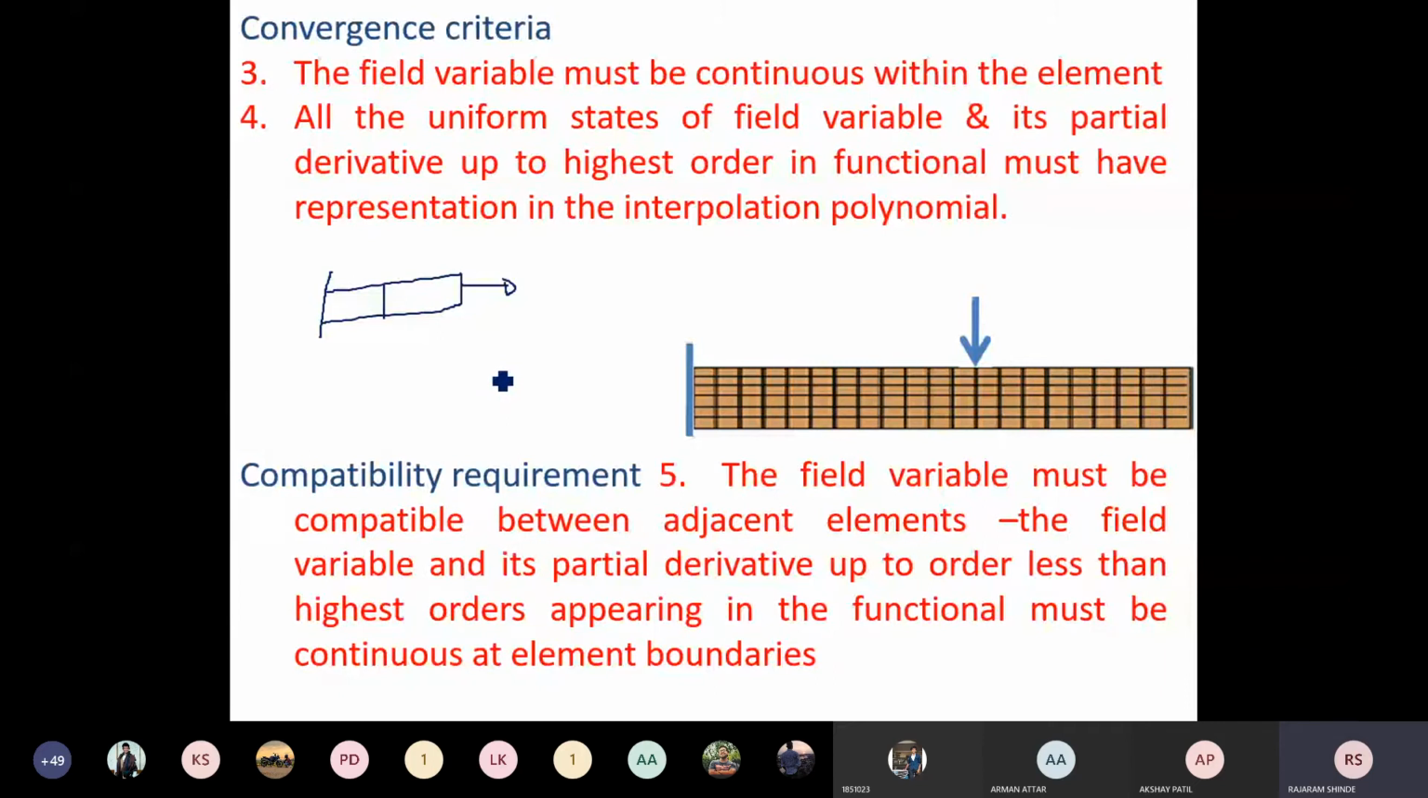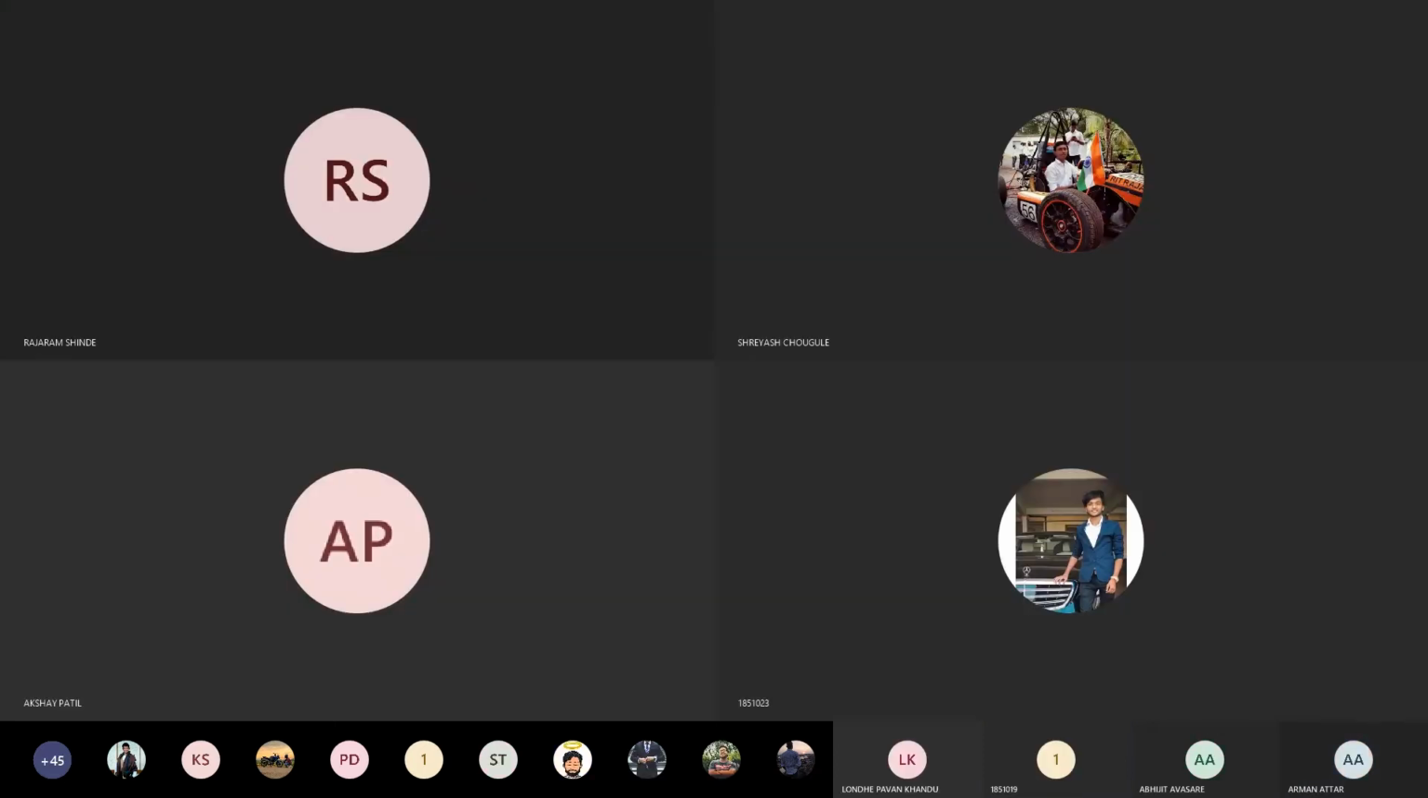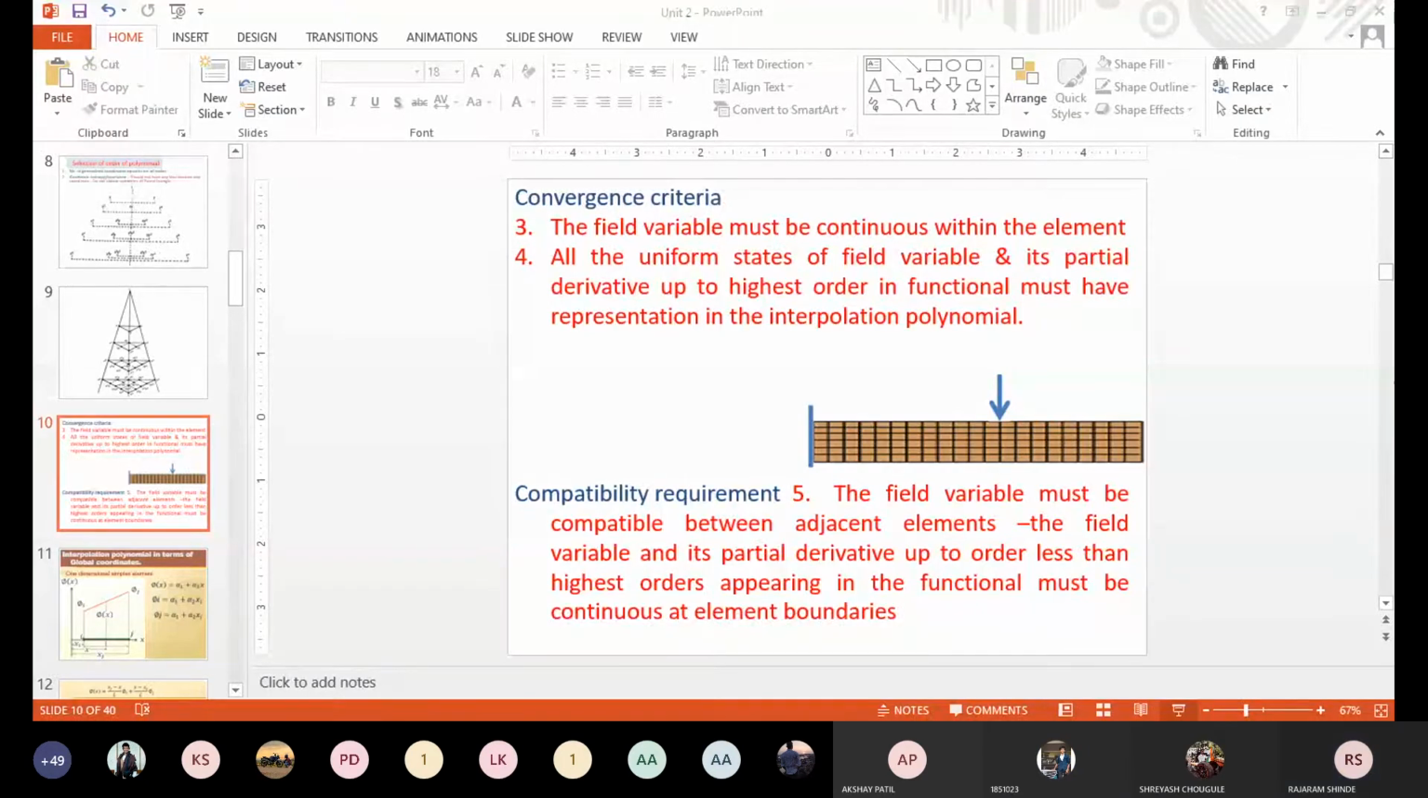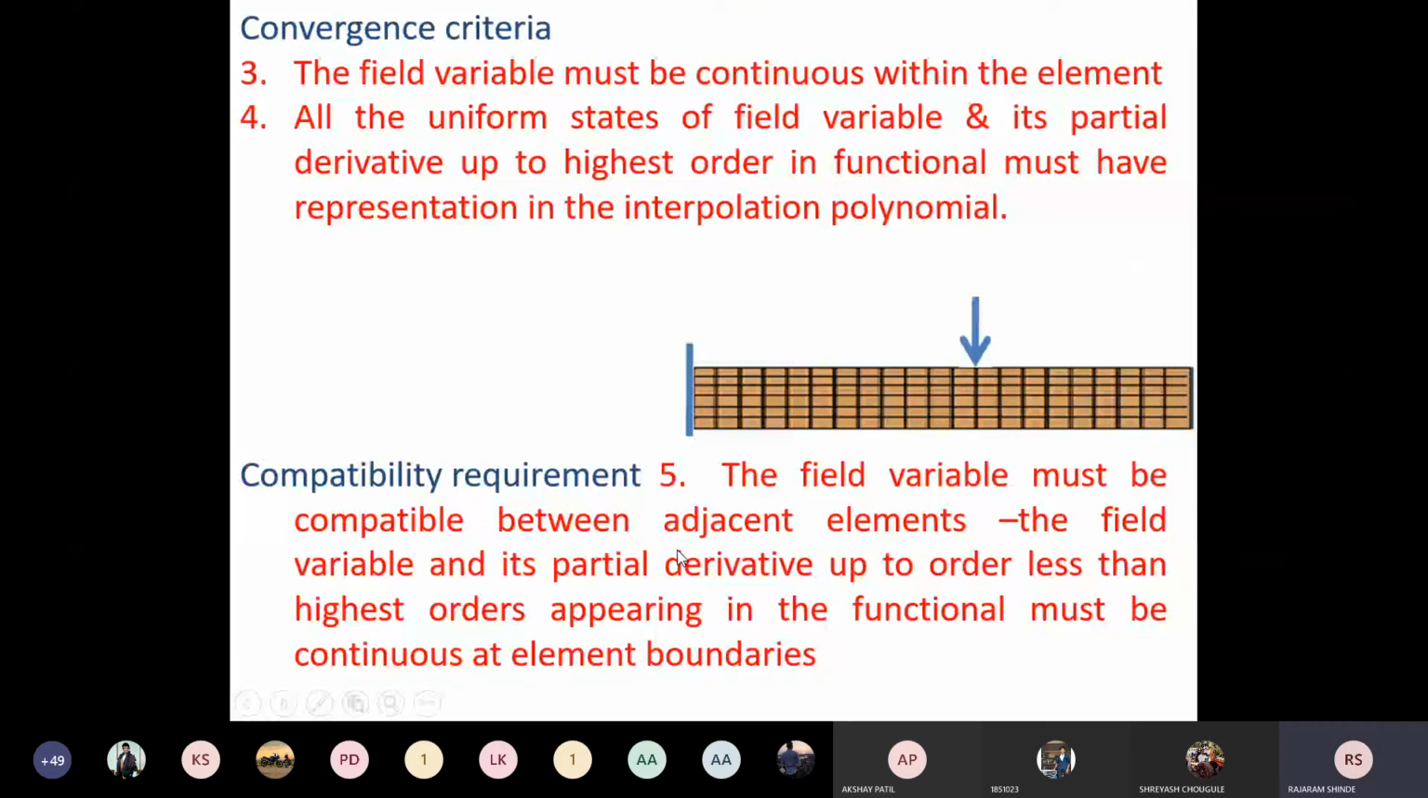Sir, your screen is not visible right now for me. Okay. I will check it. Is it visible now? Is it visible? Yes, sir.